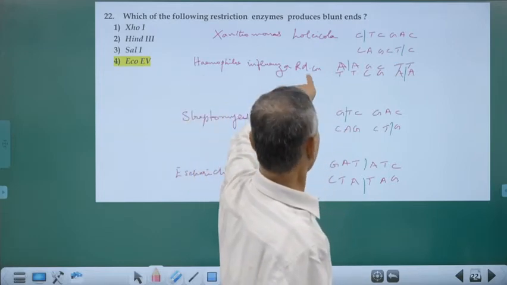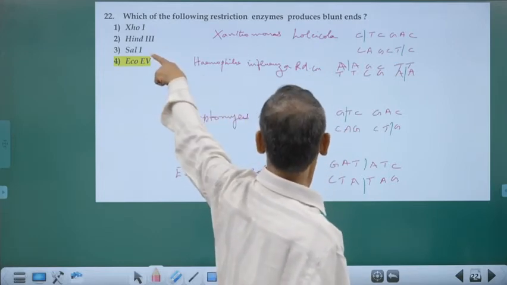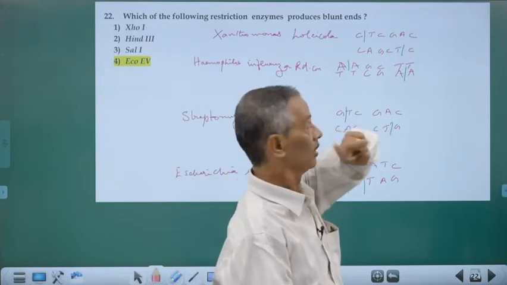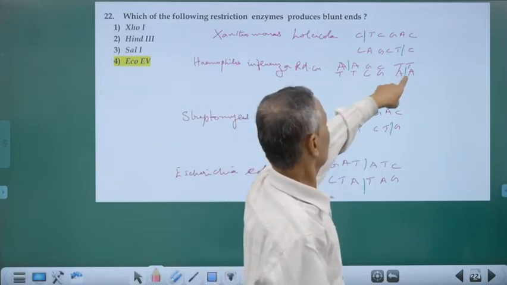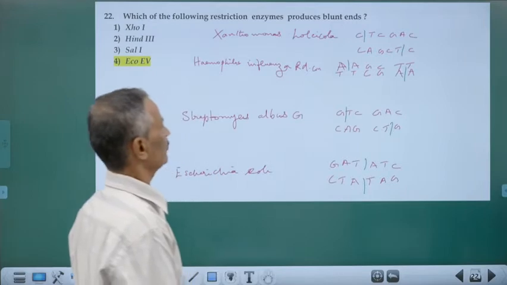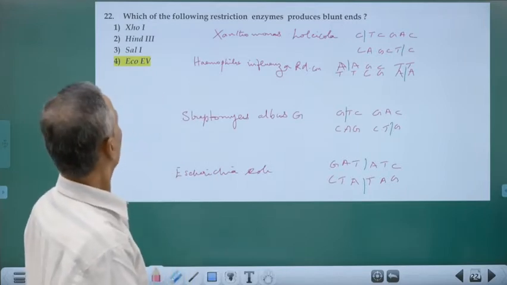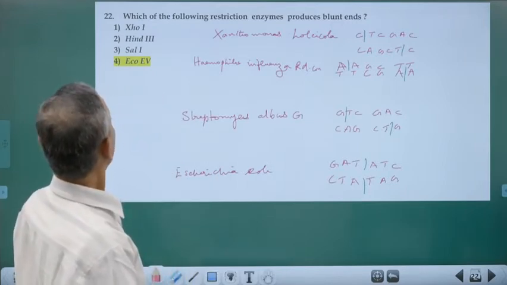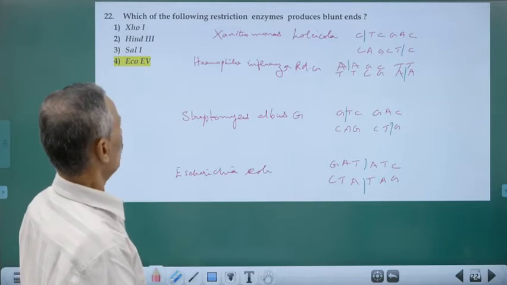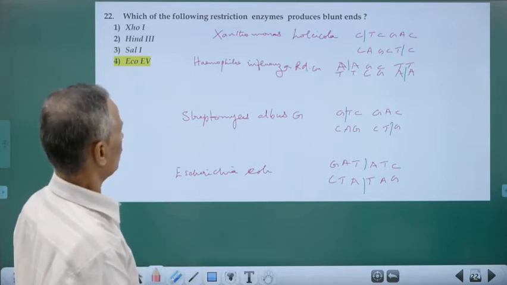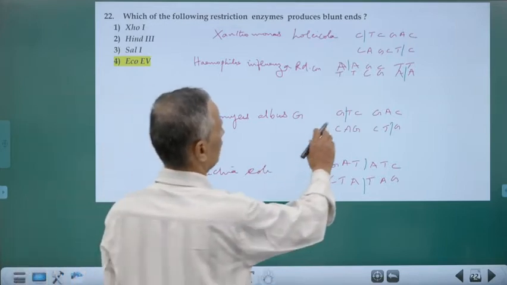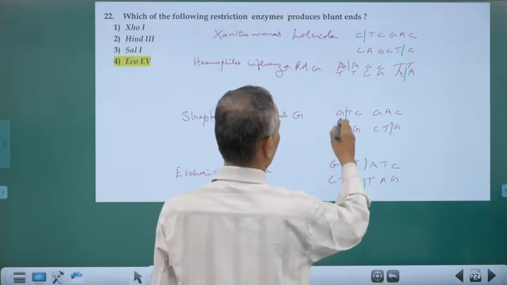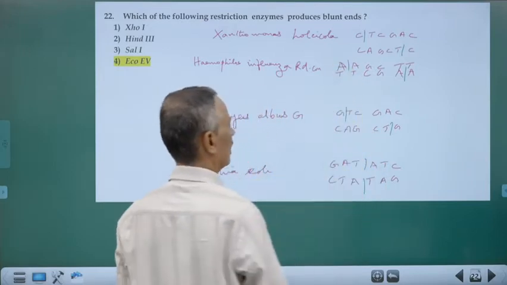Haemophilus influenzae Rd, that is Hind III. Hind II is blunt end cutting, Hind III is staggered end cutting. That is the cutting sequence, the recognition sequence. And SalI, Streptomyces albus, GTCGAC, cutting between G and T. So all of them are cutting like that.